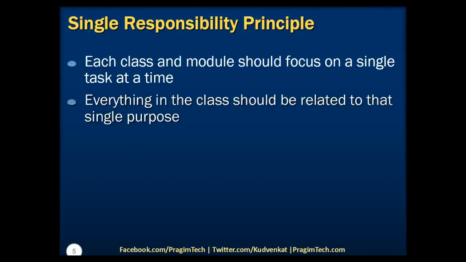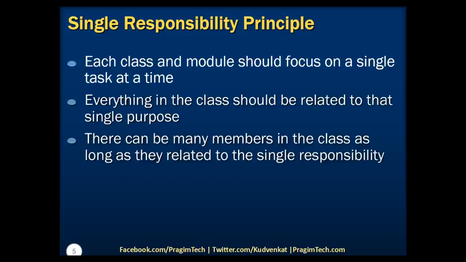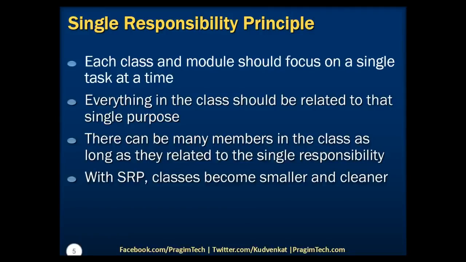If you are wondering whether a class can have multiple members, then the answer is yes. Adding to that, there can be many members in the class as long as they are related to the single responsibility of that class. With the single responsibility principle, classes become smaller and cleaner. Also, the code becomes less fragile. Hence, we can say that the single responsibility principle achieves the motivation points that we have just discussed.